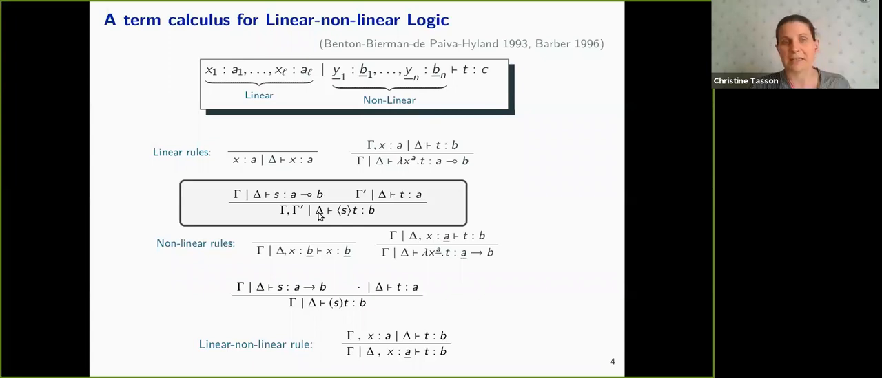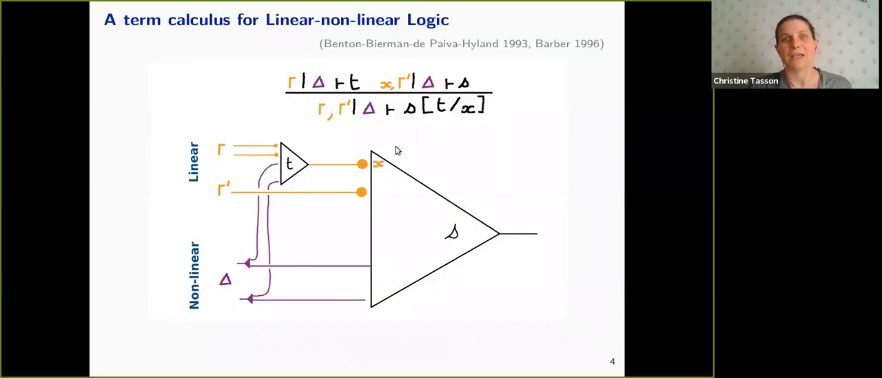That means that it's like this. The substituted term is typed in the concatenation of gamma and gamma prime here. And so I have S, which has a linear variable X that I will substitute by T. And for the context, I will concatenate gamma and gamma prime, the linear parts of T and S. And I will just contract the nonlinear variables into delta.